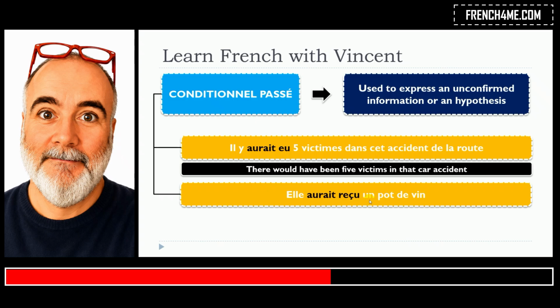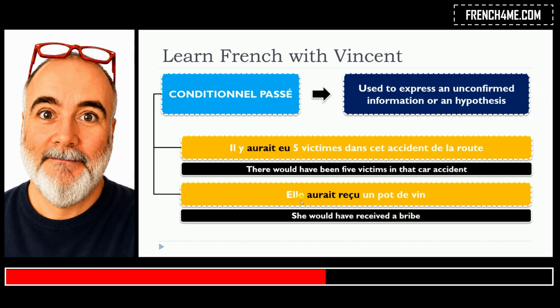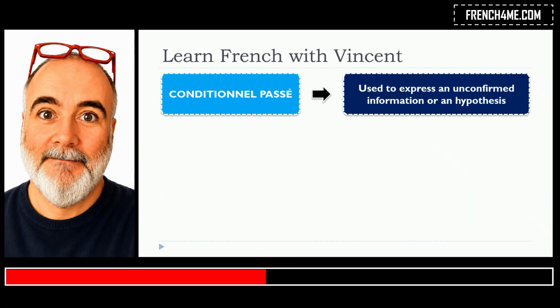Elle aurait reçu un pot de vin. Here it's the verb recevoir, in the conditionnel passé form, third person of the singular. Elle aurait reçu. It's exactly the same situation here. We are not sure about the information, so we go for conditionnel passé. Elle aurait reçu un pot de vin. So let's have 2 more examples.